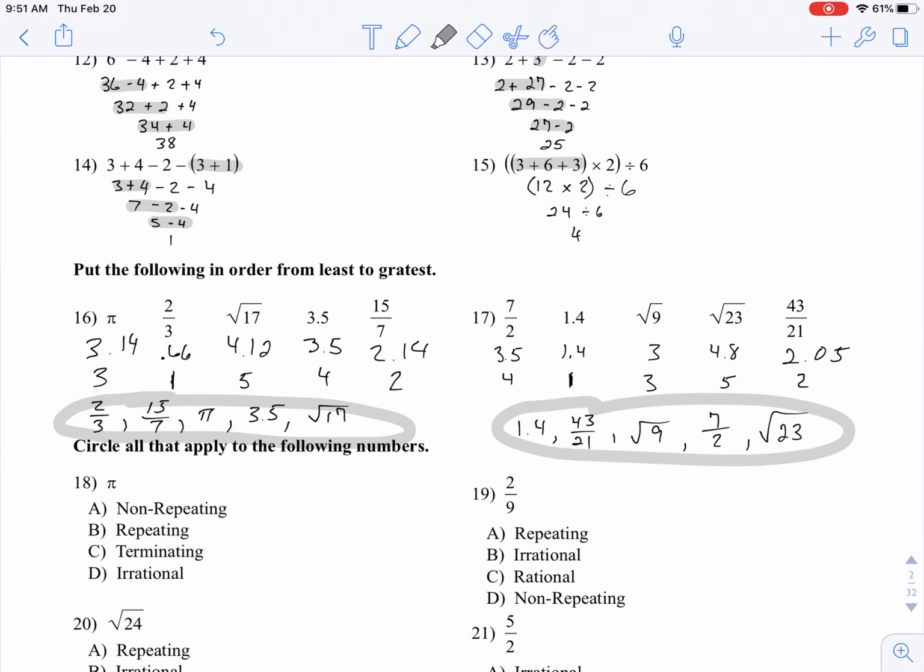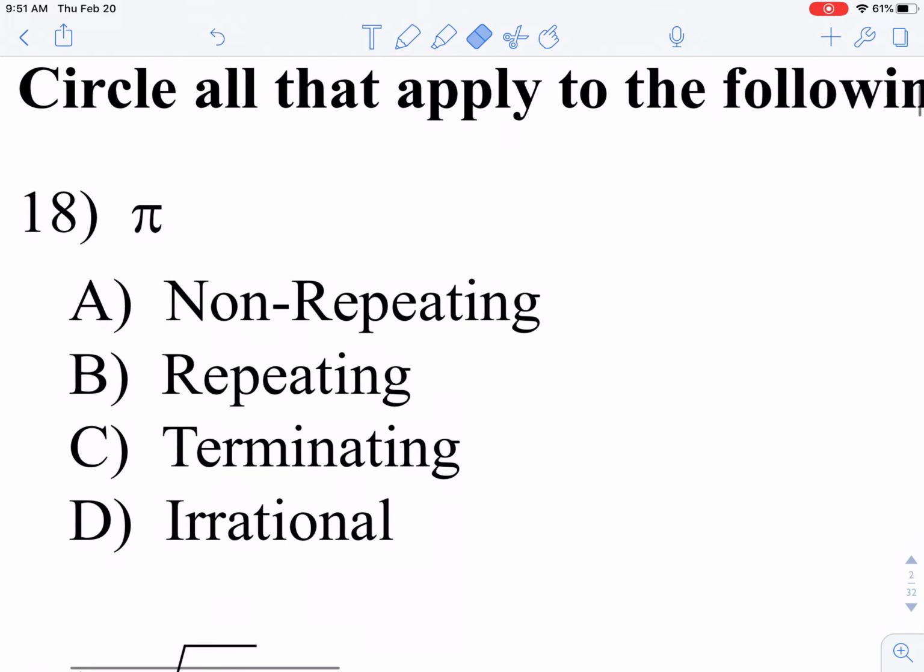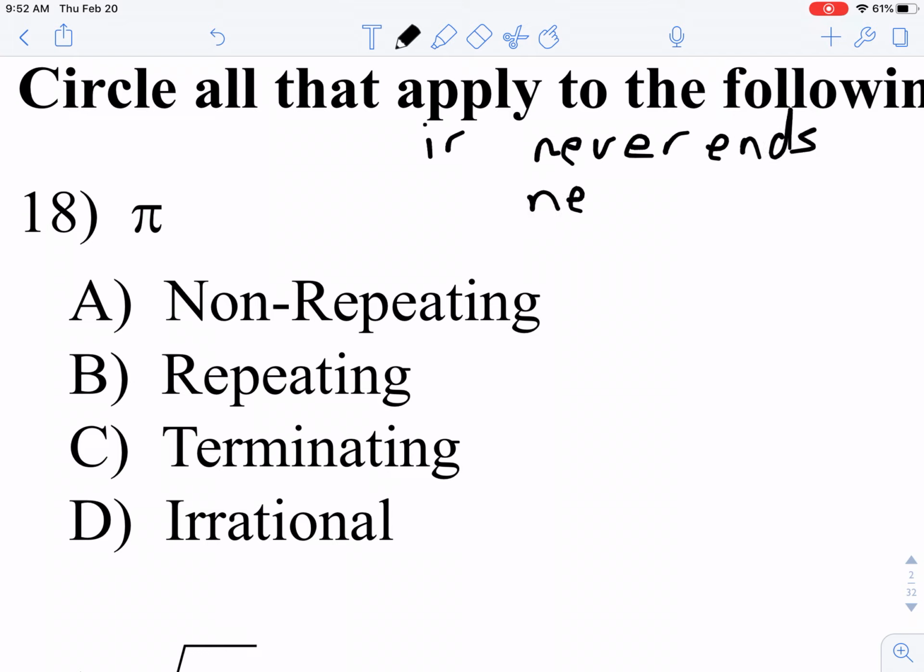Now for this next part of this video, we want to determine, is something a rational or irrational number? Does it repeat? Does it not repeat? So first things first, what is an irrational number? An irrational number is a number that never ends and never repeats. You also can't write it as a fraction.